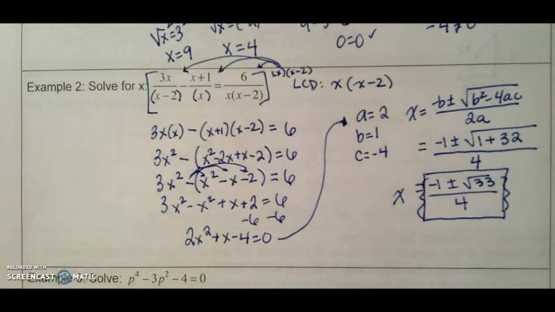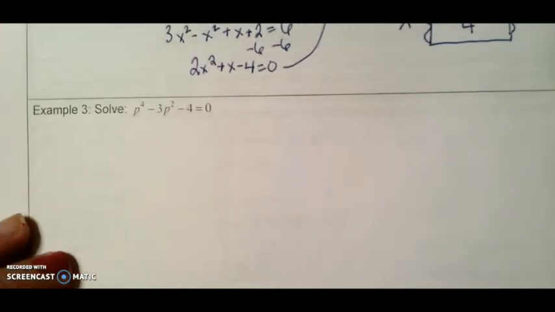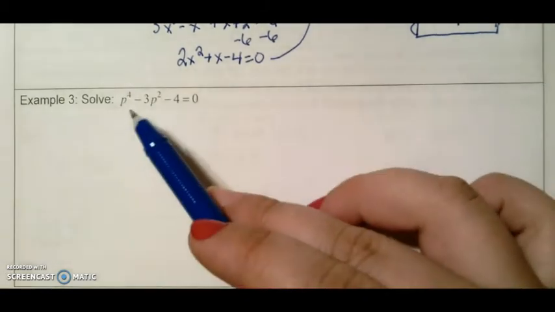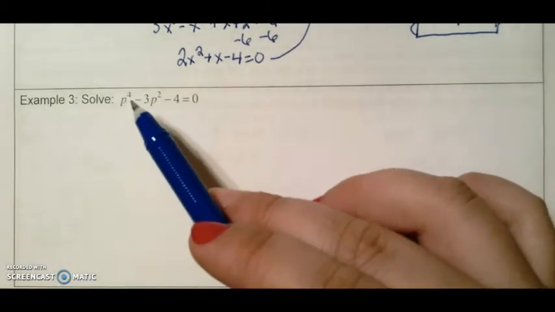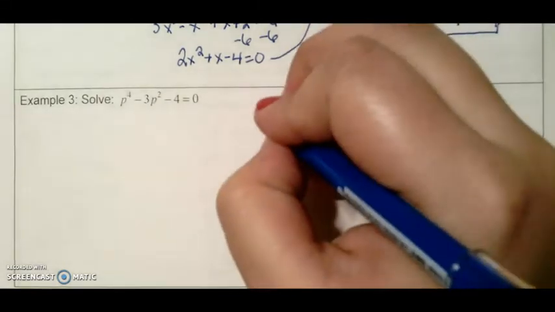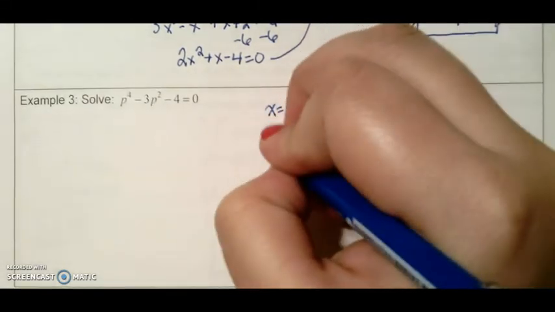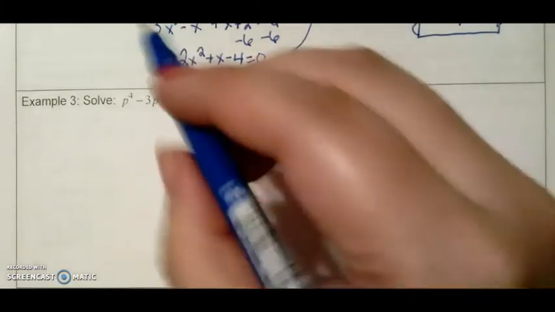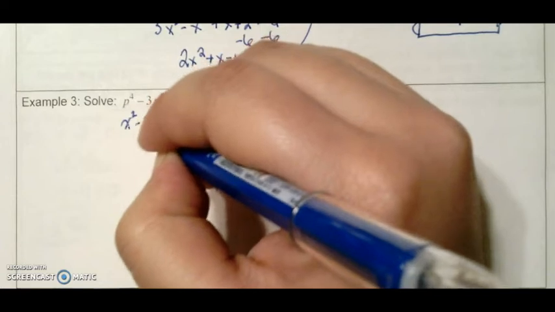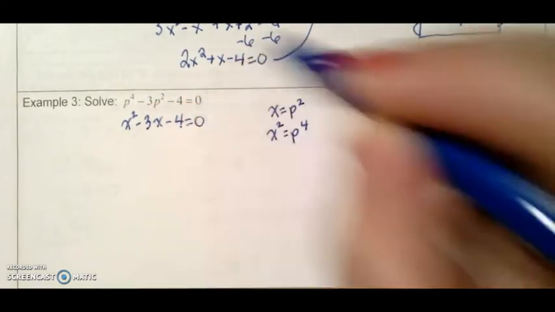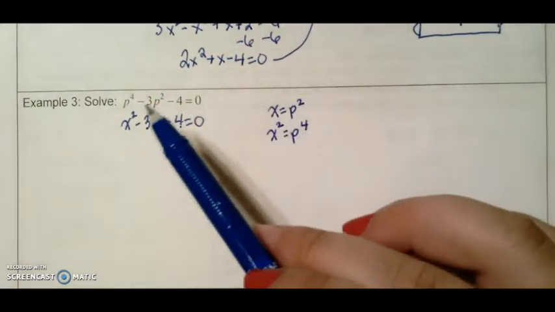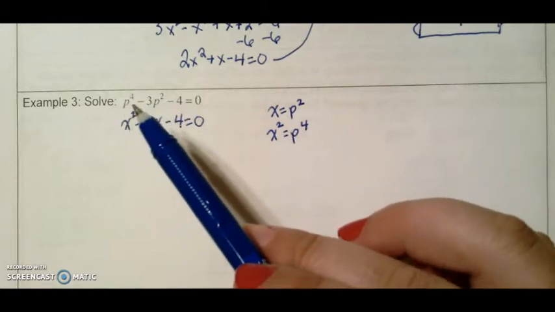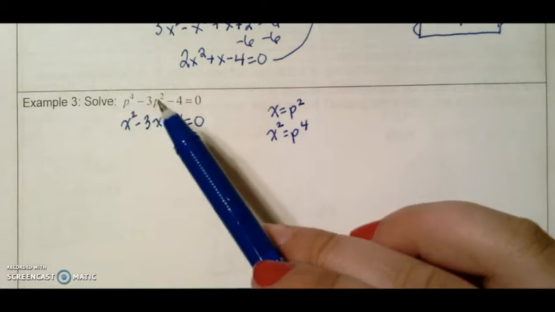Okay, and then example 3 is similar to example 1 in that this equation is not truly quadratic because it would be to the 4th power, but we can think of it as quadratic if we substitute x for p squared, which means that x squared would be p to the 4th. So if I'm looking at p to the 4th, I replace that with x squared minus 3x minus 4 equals 0. Now that's quadratic. So again, seeing that if I take the middle term has a degree 2 and the highest term has a degree 4, and 4 is twice 2.